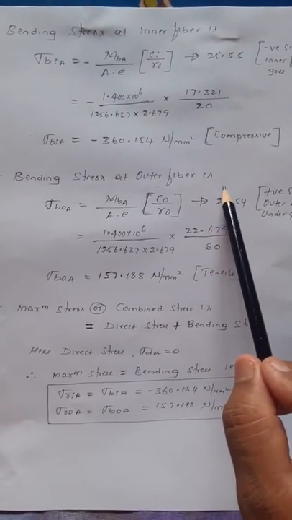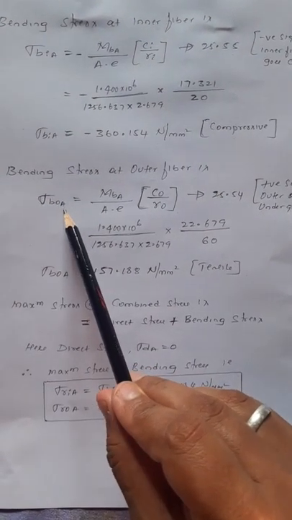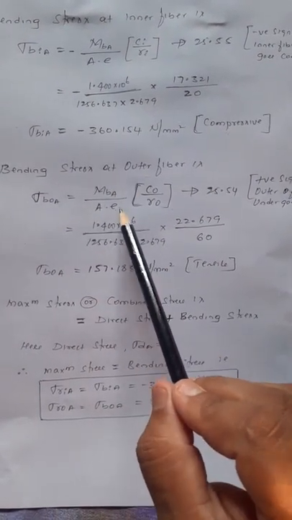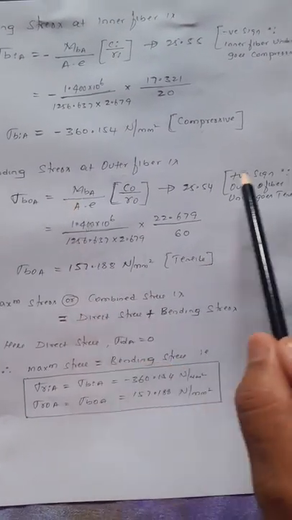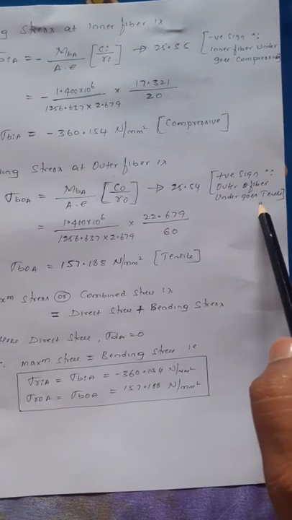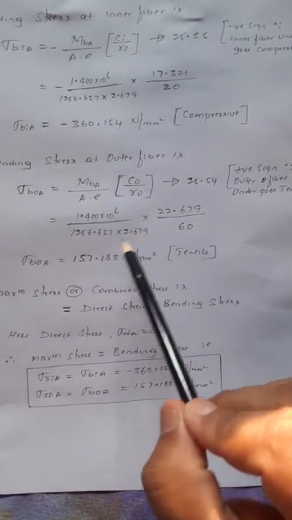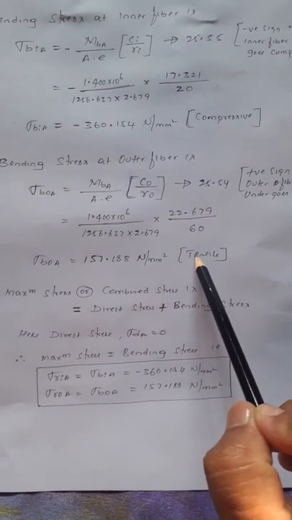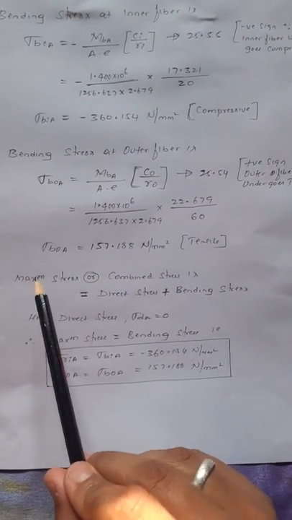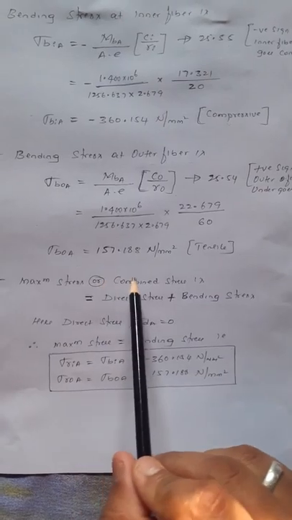Similarly, bending stress at the outer fiber. What is the bending stress at the outer fiber at section AA? This is MB by A into C naught by R naught, 25.54. Here at the outer fiber, tensile stresses occur on the fiber. Then you substitute, and you'll get 157.188 Newton per mm square. This is tensile in nature.